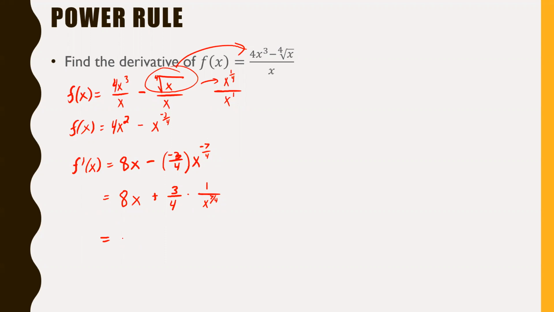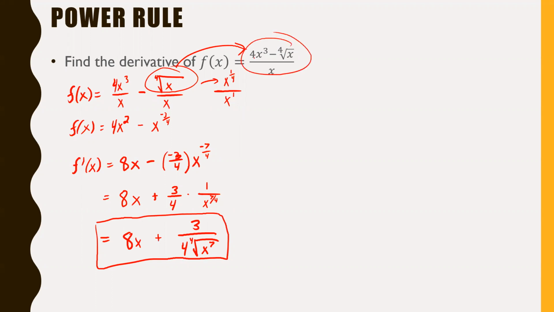So to clean this up one last time, we'll say this is 8x plus, let's just even write this as a single fraction. 3 times 1 is just 3 over 4 times x to the power 7 over 4 would be the fourth root of x to the power of 7. So this right here would represent the derivative of this original function. It's not the most satisfying thing to look at. It's actually pretty horrifying, to be totally honest with you, but it is accurate nevertheless.